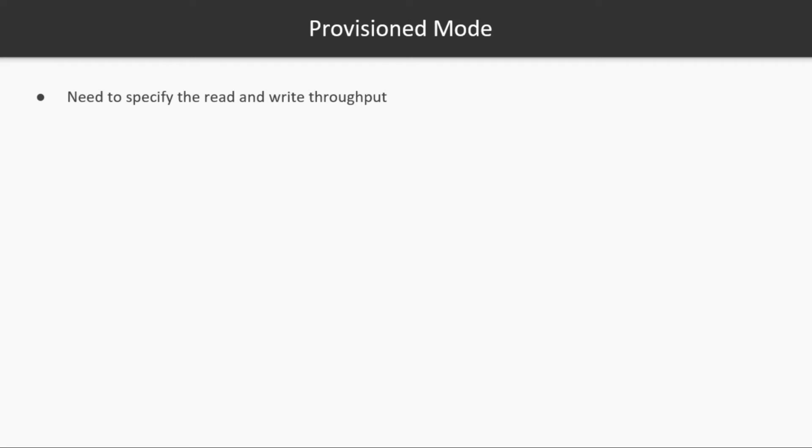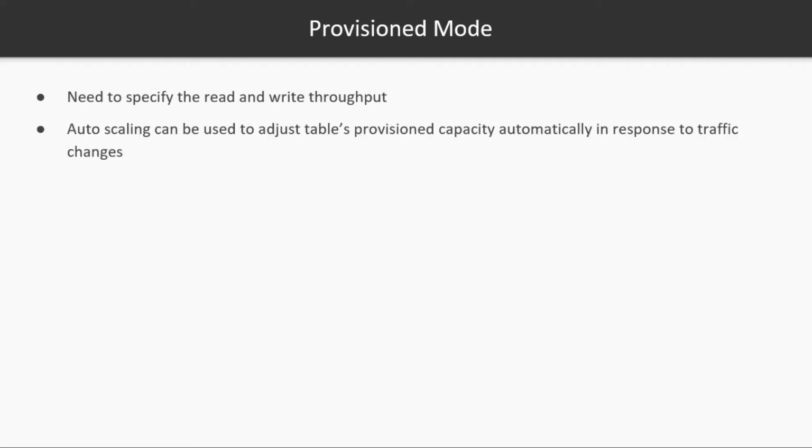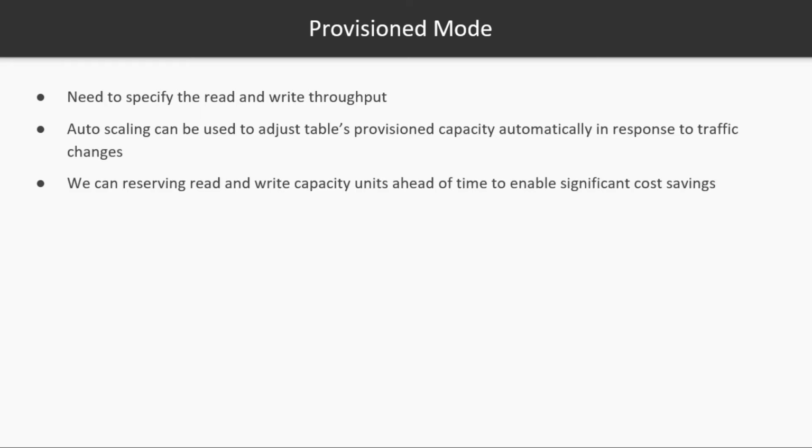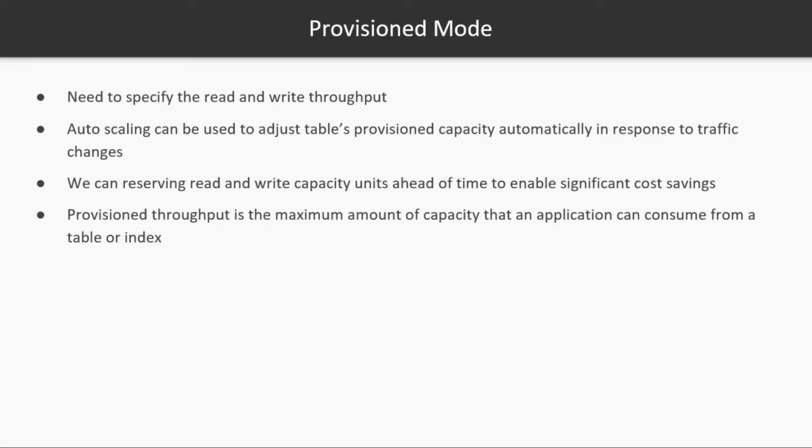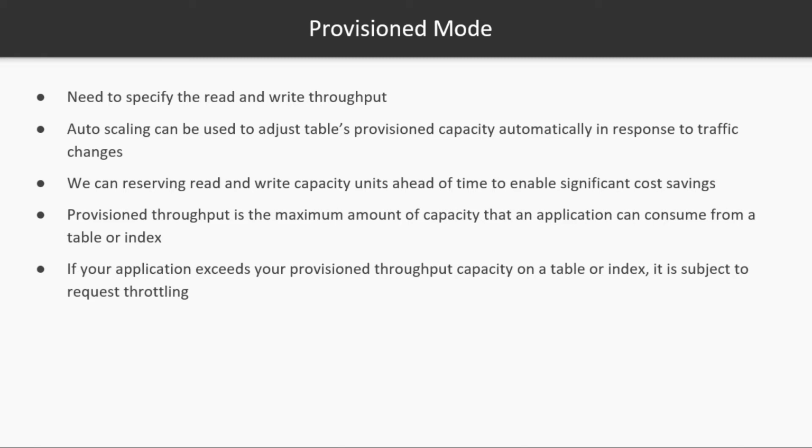In provisioned mode, we need to specify the read and write throughput. Autoscaling can be used to adjust a table's provisioned capacity automatically in response to traffic changes. We can reserve read and write capacity units ahead of time to enable significant cost savings. Provisioned throughput is the maximum amount of capacity that an application can consume from a table or index. If your application exceeds your provisioned throughput capacity on a table or index, it is subject to request throttling.